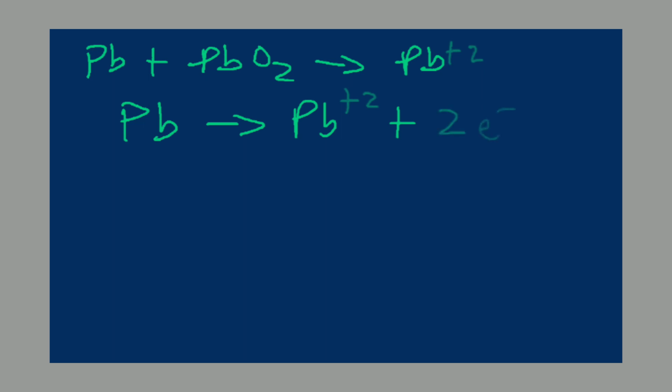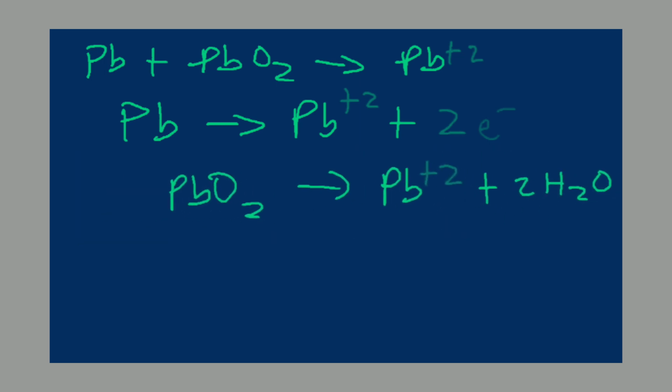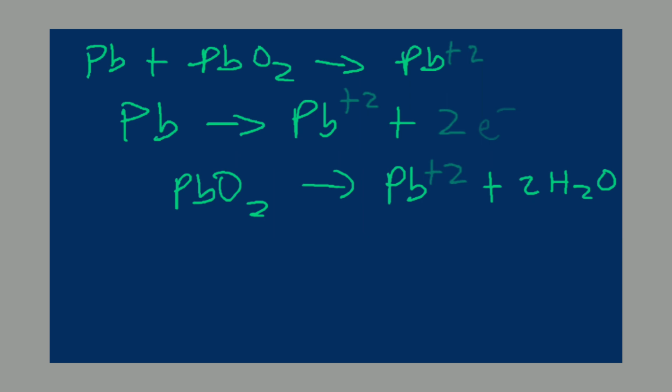So now let's move on to the next half reaction, PbO2. That's going to turn into Pb+2 as well. Both of these substances are going to converge into the same ion. Now, before we can balance the charges, we need to balance the atoms. So we have 2 oxygen atoms on the left. That means we need to add 2 water molecules to the right side. So now that we have 4 hydrogen atoms on the right side, let's add 4 hydrogens to the left to make it equal.